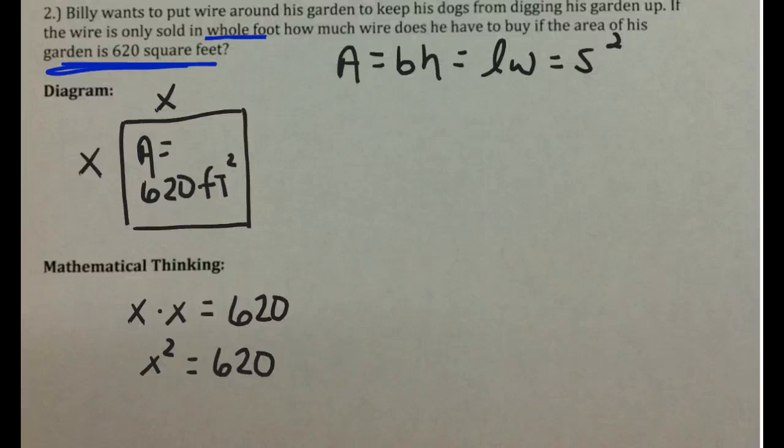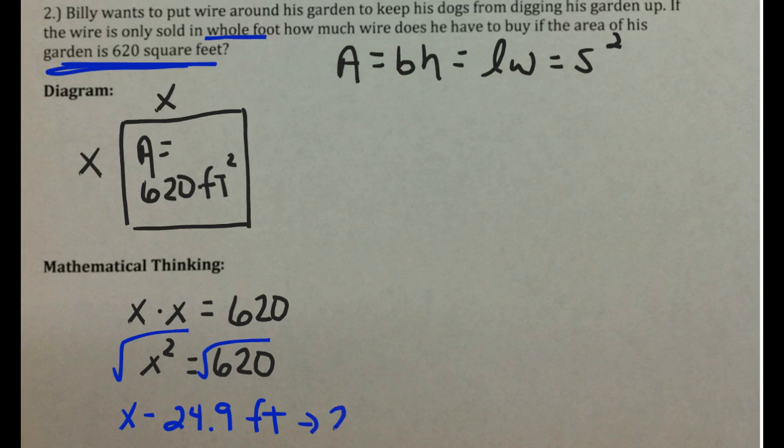And how do we undo a square? We're going to take the square root. So x equals approximately 24.9 feet. But it's asking for the nearest whole foot, so your nearest whole foot would be 25 feet. Now let's see what the question is asking. Billy wants to put wire around his garden to keep the dogs from digging his garden up. If the wire is sold in the whole foot, how much wire does he have to buy if the area of his garden is 620 feet?